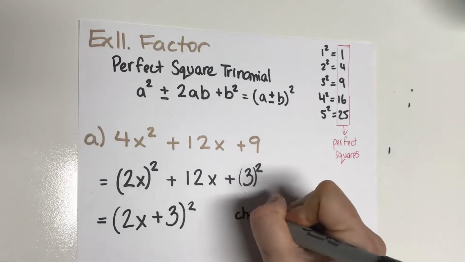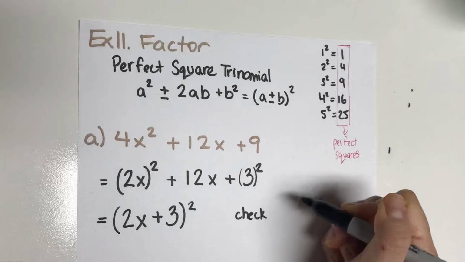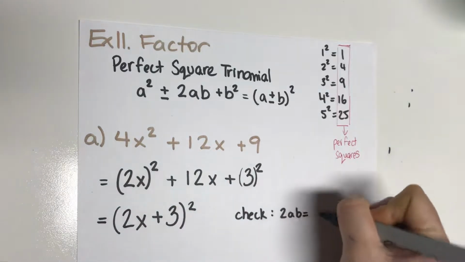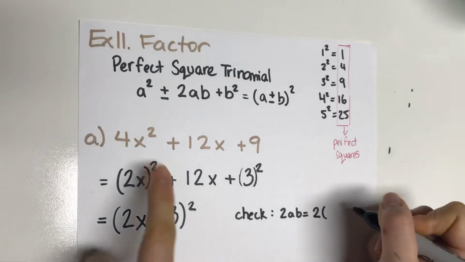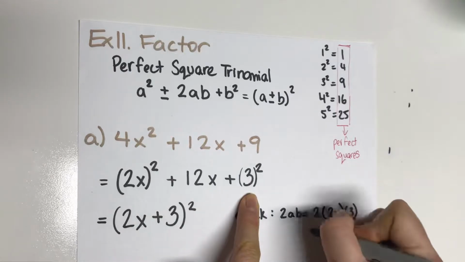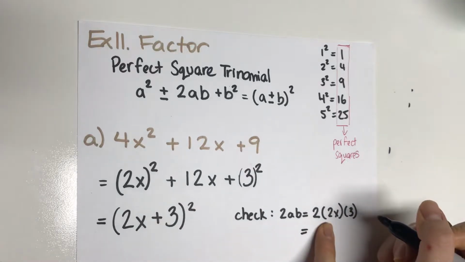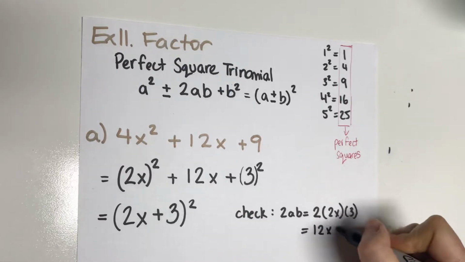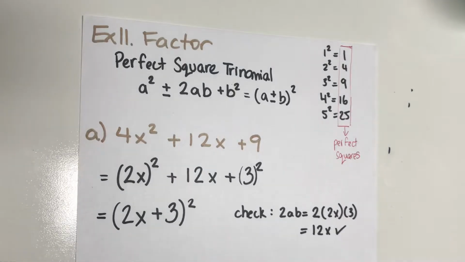And I can check that 2ab gives me the middle term. So 2 times a is 2x and b is 3. So 2 times 2 is 4 times 3 is 12x. And that gives me the middle term, so that means it works. If it hadn't equaled 12, then I wouldn't have been able to use this method. I would have needed to use the factoring complex trinomials method.